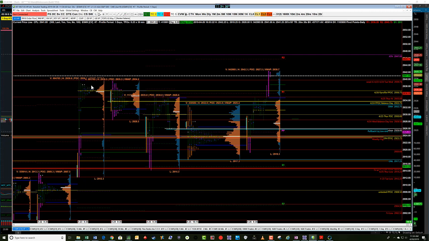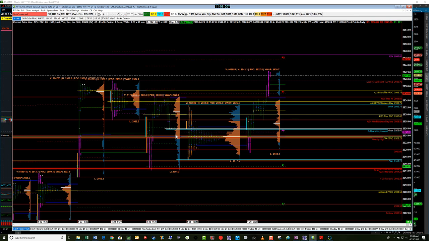But overall, this two-day period is what they would consider an unfinished auction. We had no single print excess to the upside, and that sets up what they call a weak high between these two days. The liquidation here found responsive buying and brought us back up, and we balanced in this space. So what is this all saying?